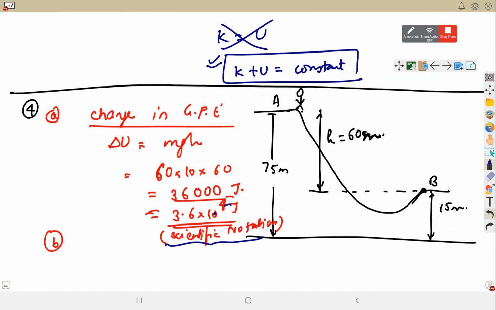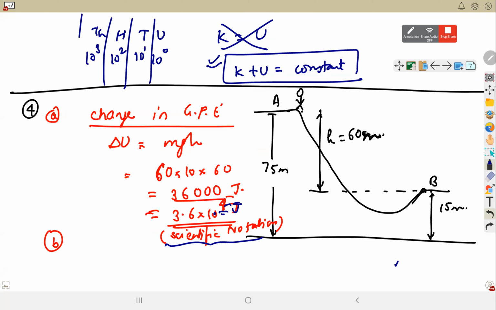36 into 10 to the power 3 again gives a confusion about the order. Is the order 3 or 4? This 10 raised to a power gives the order of magnitude. You understood order, no? Units, tens, hundred, thousand. Unit is 10 to the power 0, tens is 10 to the power 1, 100 means 10 to the power 2, 1000 is 10 to the power 3 and so on. To denote the order of a quantity, we express numbers in terms of their scientific notation.